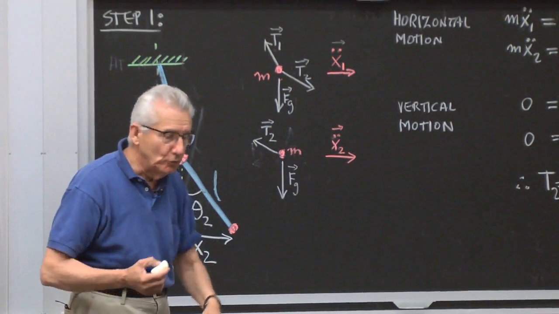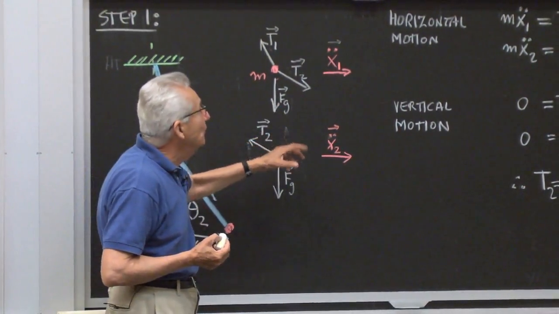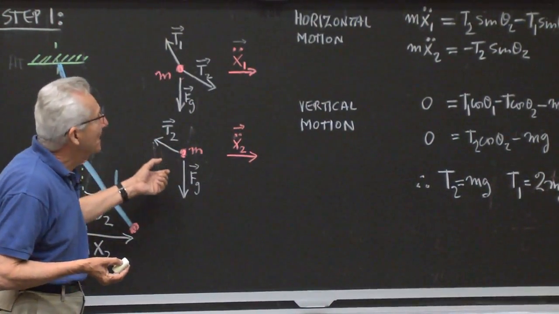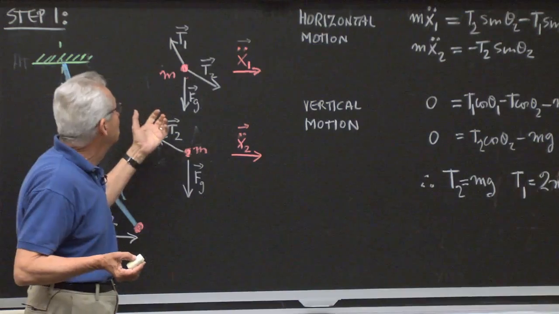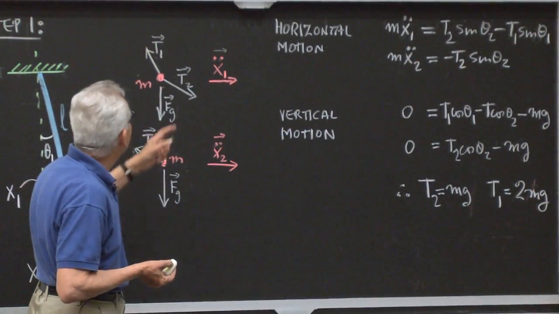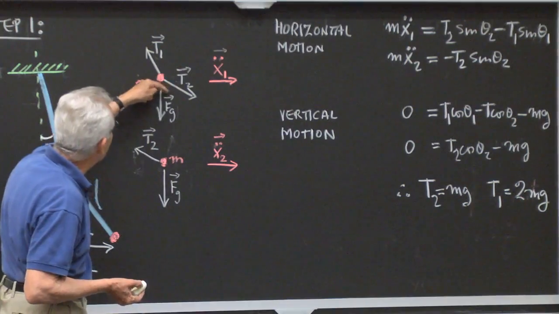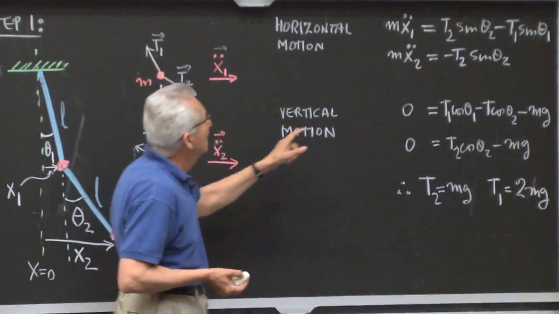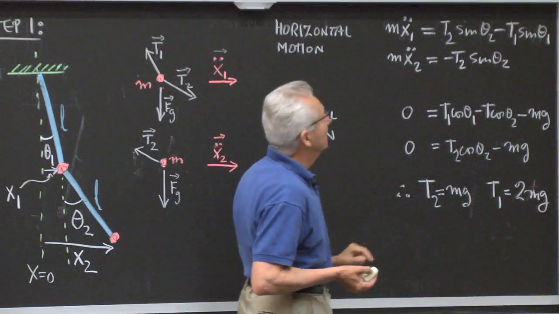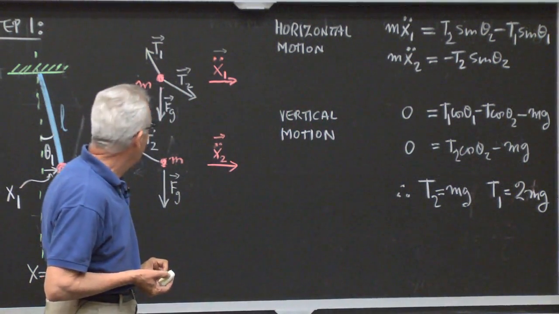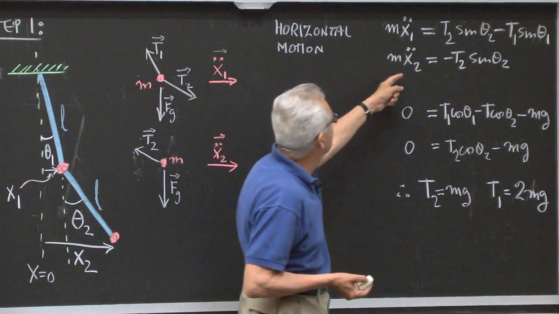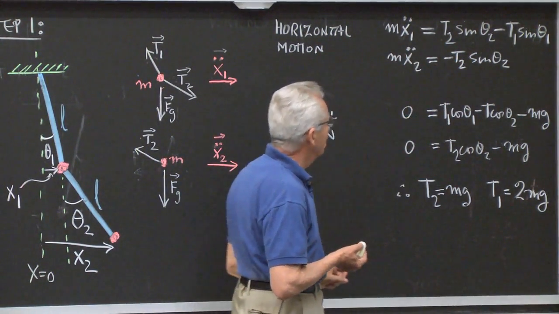Using Newton's laws of motion, I can now translate this into equations of motion. So let me consider the horizontal motion of each mass separately. First, this mass. Its mass times acceleration is equal to the horizontal force of T2. And remember that this angle here is theta 2. We see that the force due to T2 is T2 sine theta 2. And the force due to T1 is minus T1 sine theta 1, because it's in the opposite direction. For this mass, the only horizontal component is the horizontal component of T2. So m x2 double dot is equal to minus T2 sine theta 2.